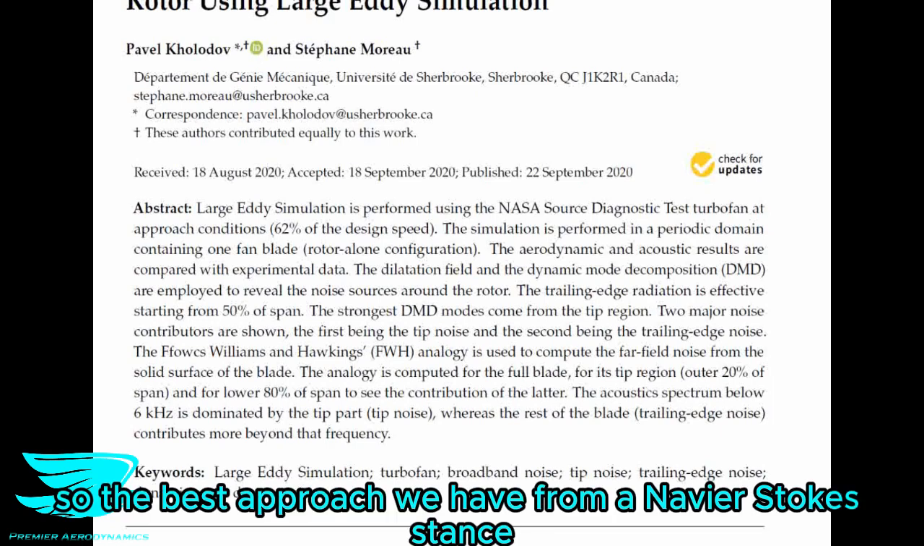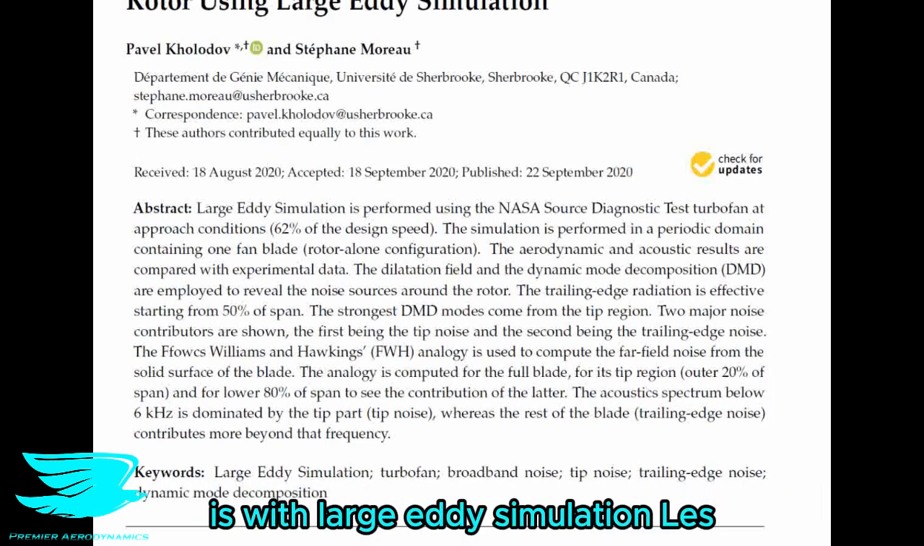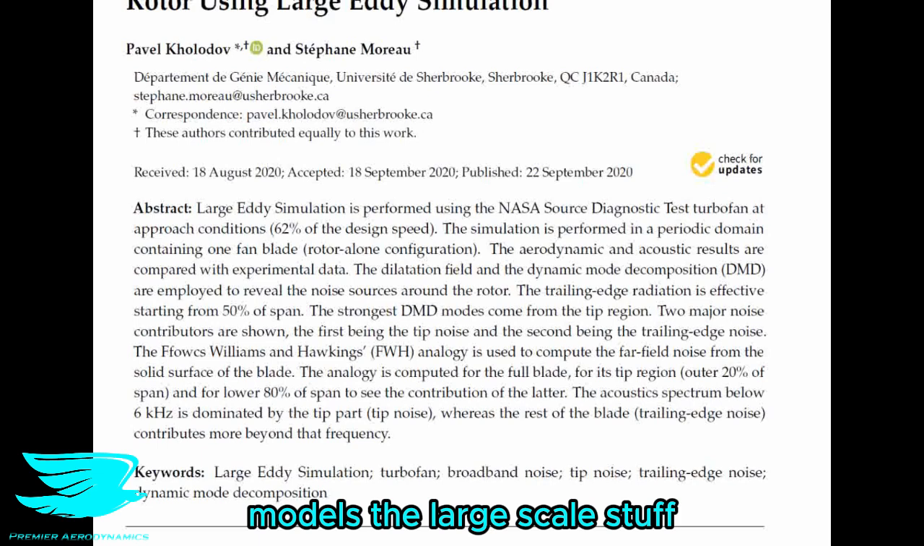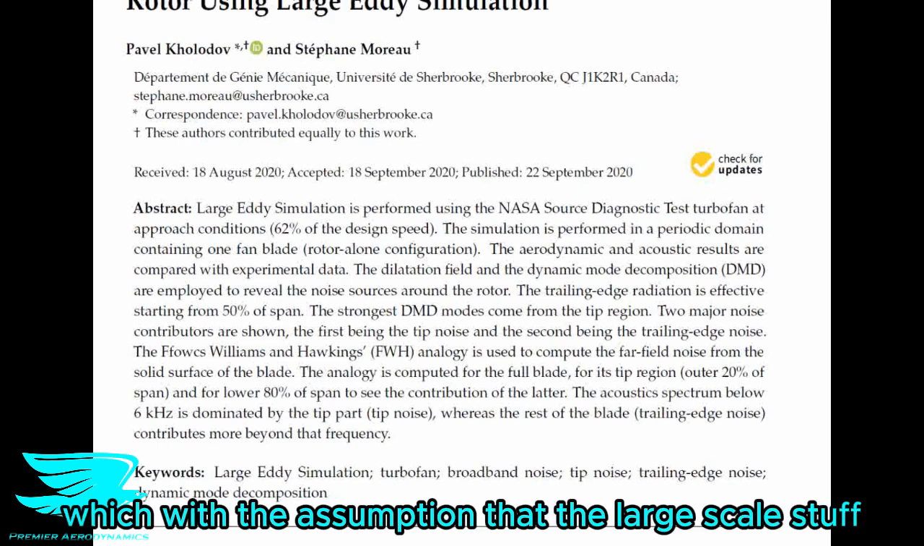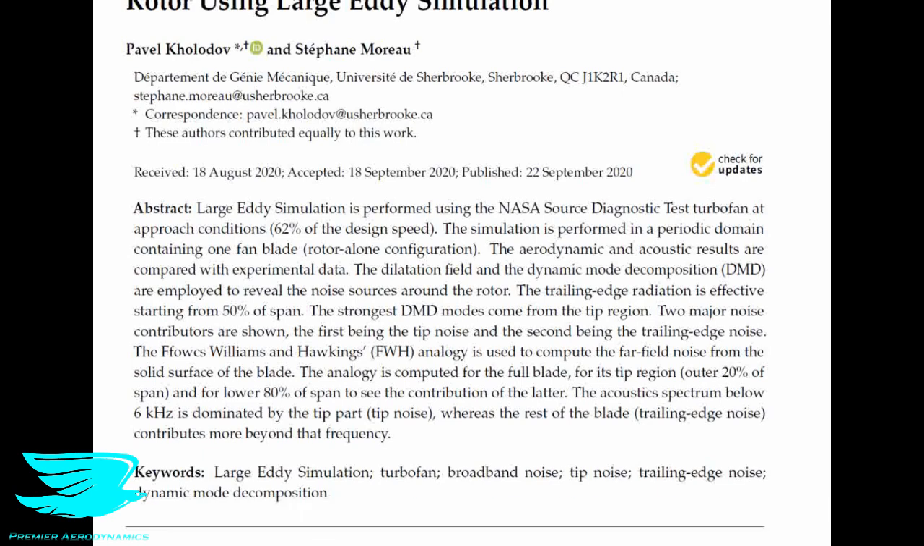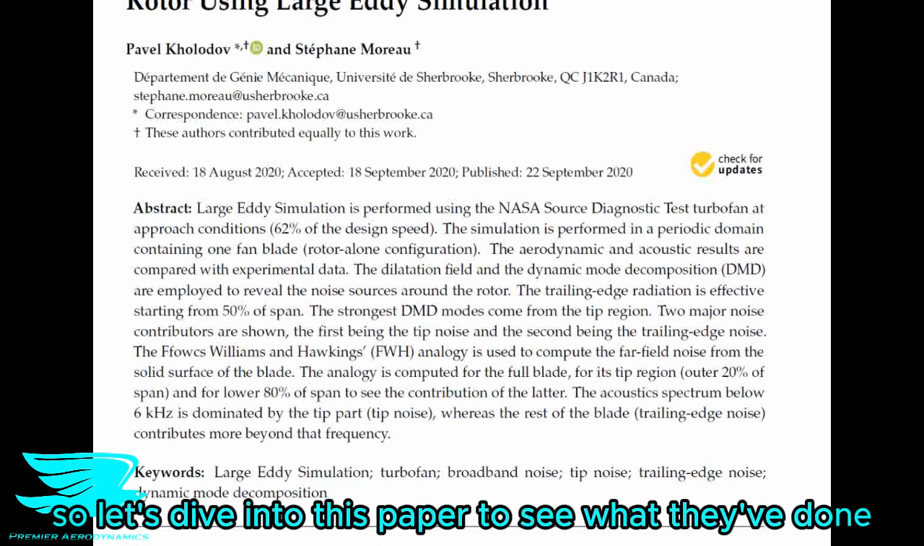So the best approach we have from a Navier-Stokes stance is with large eddy simulation, LES, which is what this paper is looking at. And this approach models the large scale stuff, with the assumption that the large scale stuff produces the bulk of the coherent noise, it should give us a decent approximation of the noise produced by this turbofan, or at least the part of it that they are looking at. So let's dive into this paper to see what they've done.